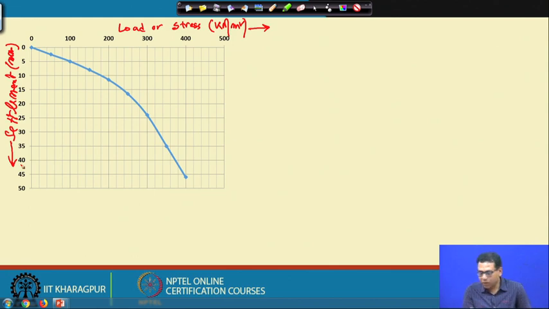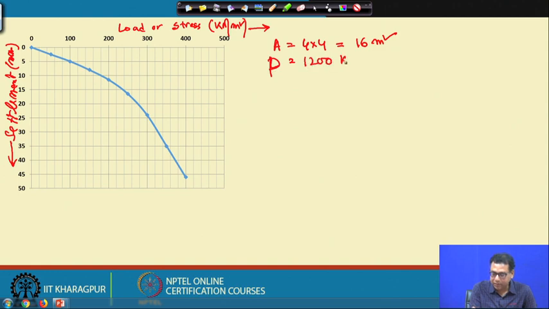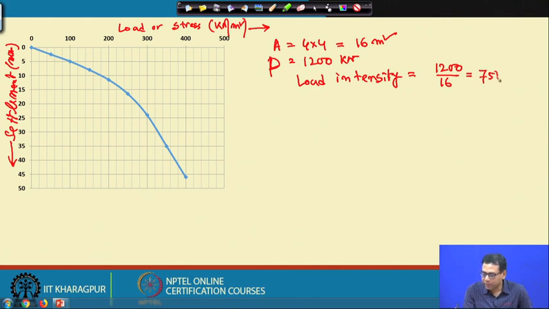Now, the total area of the footing is 4 cross 4, so that is 16 meter square, and the load P is 1200 kilonewton. So, the load intensity is equal to 1200 divided by 16, which is 75 kilonewton per meter square.